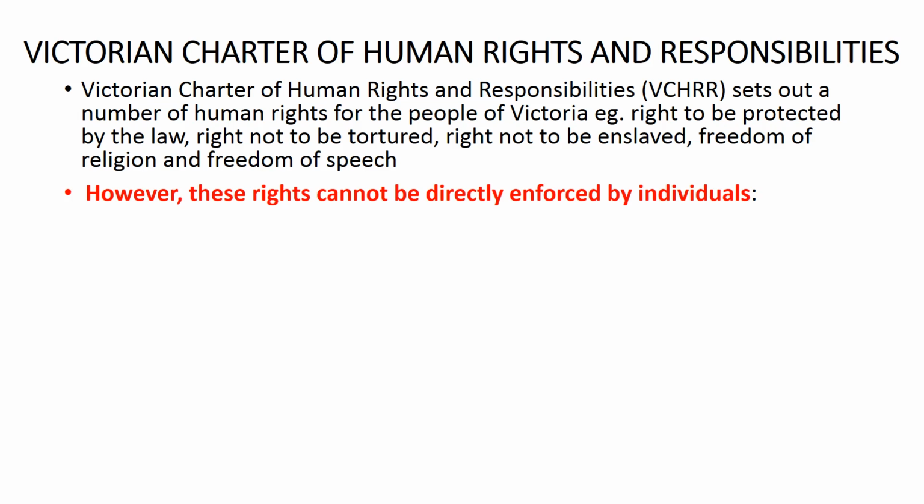However, in the case of the rights set out in the Victorian Charter of Human Rights and Responsibilities, they are, subject to one exception, not rights that can be directly enforced by individuals. That is, if those rights are breached, generally speaking, an individual cannot go to court and obtain an order requiring the person who breaches those rights to instead observe or comply with those rights. What then does the Charter do?